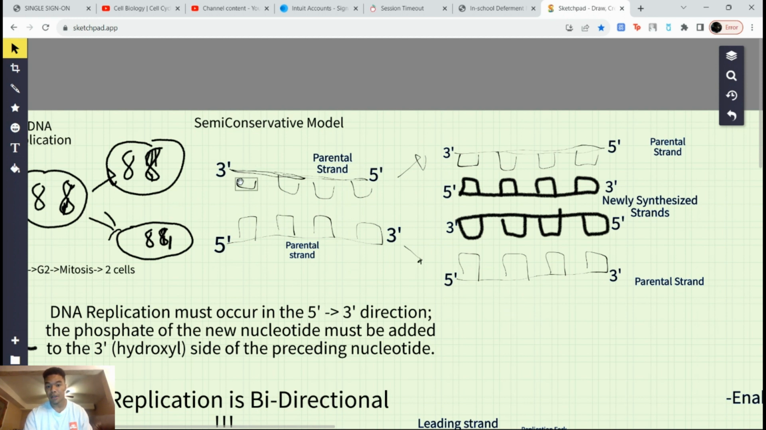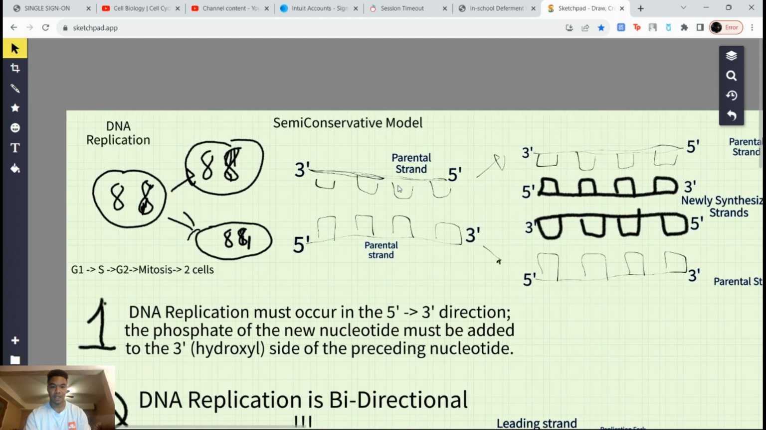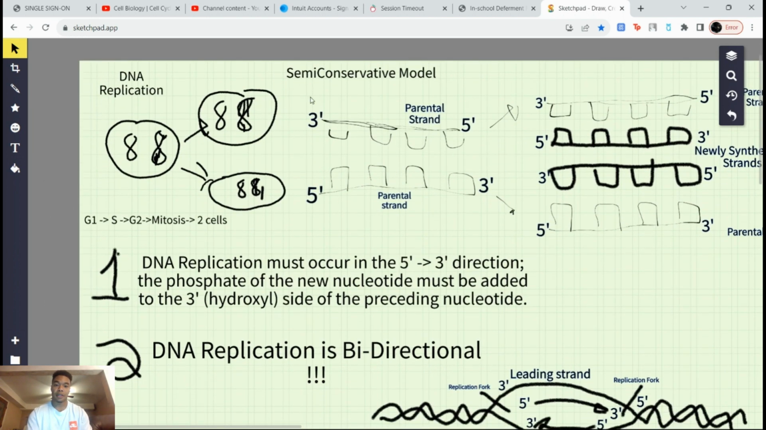Notice that 3 to 5 and 5 to 3, 3 to 5 and 5 to 3. Those details will be important later. And the newly synthesized strands are complementary to the parental strands, and they can be different, but that's why it's semi-conservative, because the original template, the original parental strand, is only halfway conserved in both new strands. So, first thing, DNA is semi-conserved.